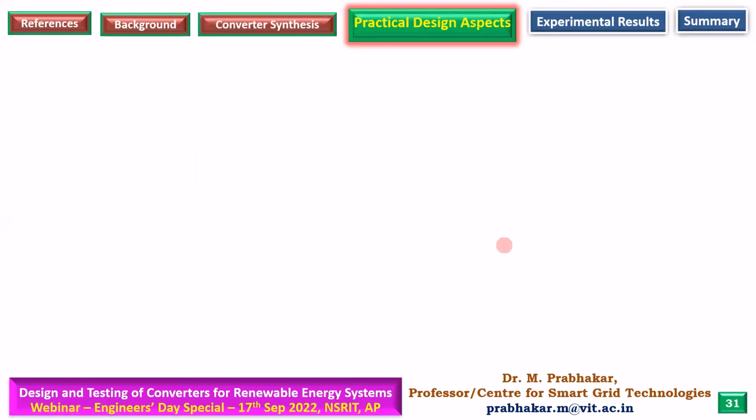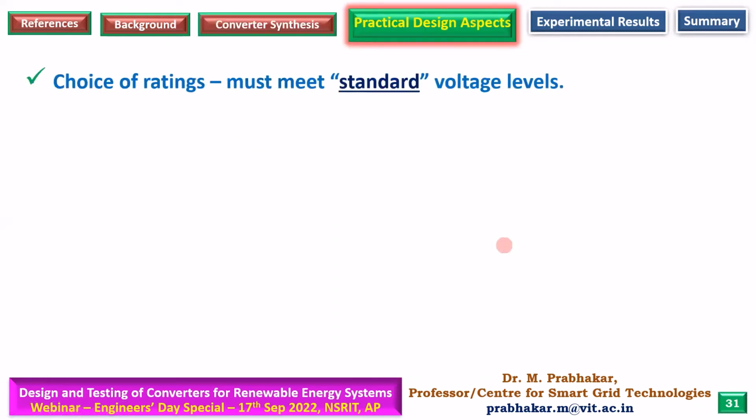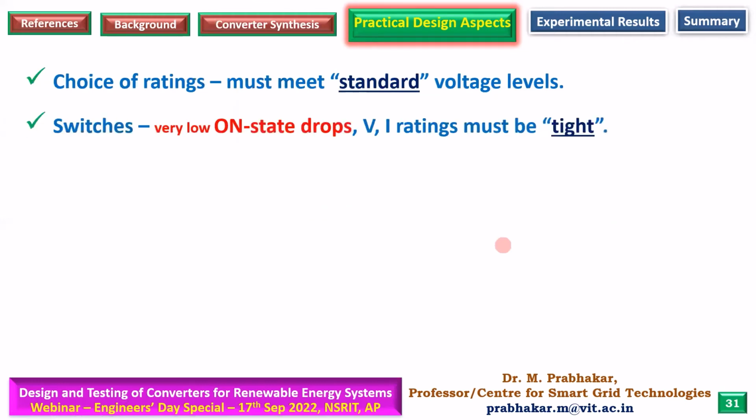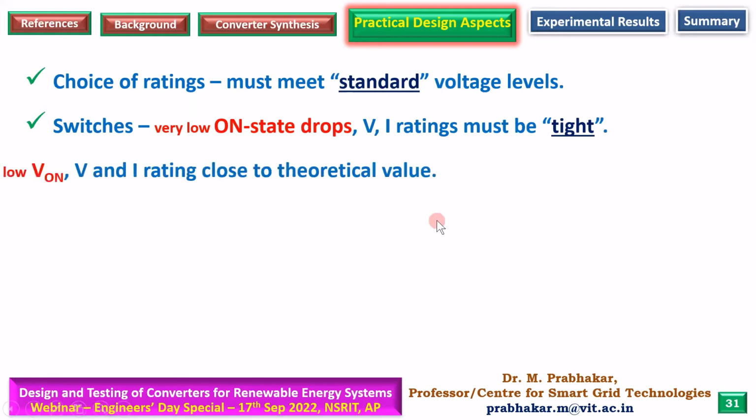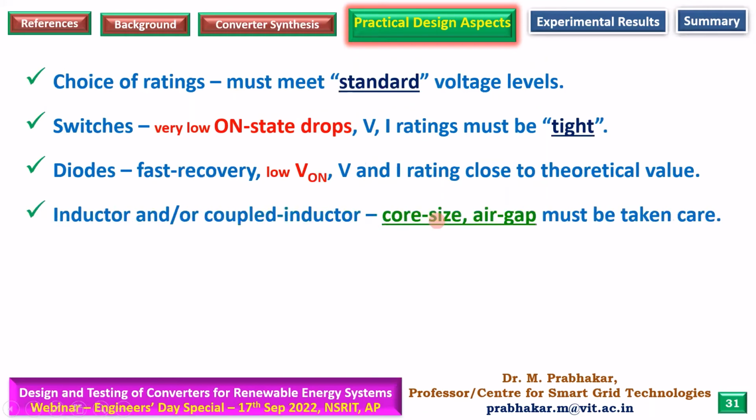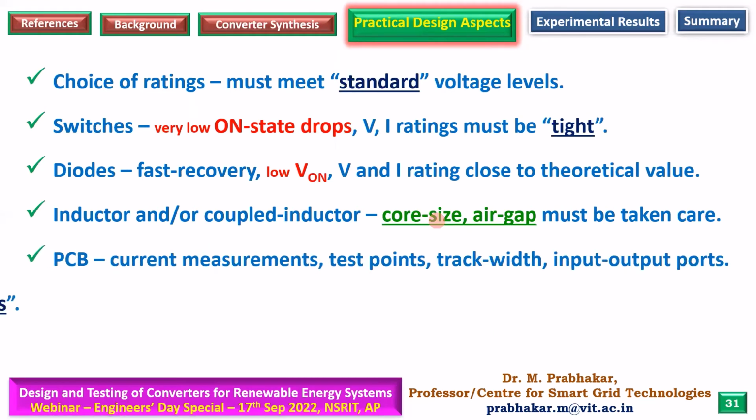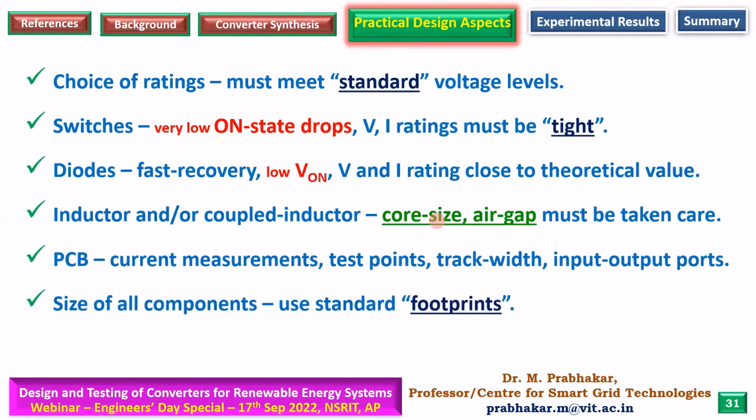Now, the practical design aspect, if you want to design, you have to choose the ratings of the devices. Make sure that they are at standard voltage levels. Even when you choose your converter, beginning itself, you have to choose that your voltage level is at, let's say, standard DC voltage level, 12 volt, 24 volt, output is at 380, 120, etc. Don't take any random levels because in simulation you get that 235, 296. Don't take such random levels. You have to choose standard DC voltage levels.